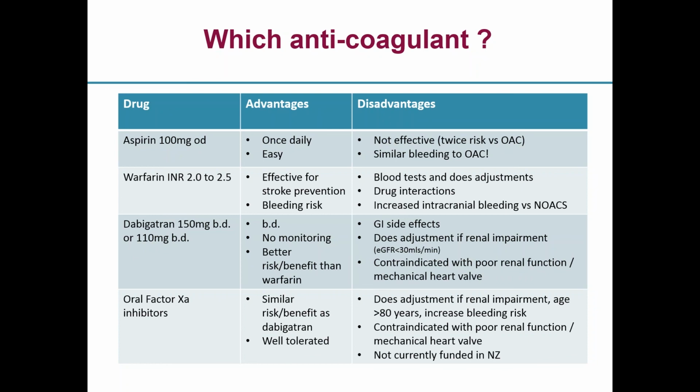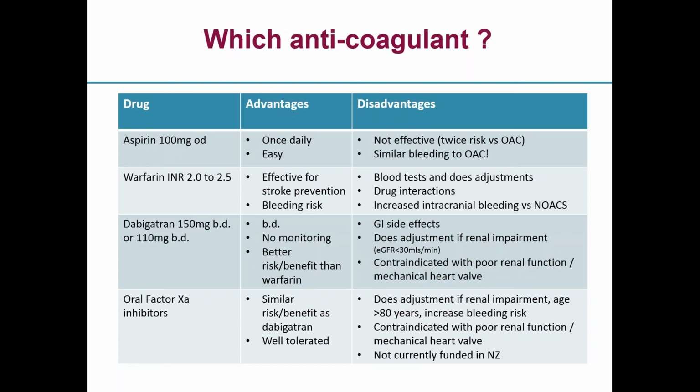So warfarin was the tried and true oral anticoagulant that's been evaluated and shown to be effective. Usually the target INR is between 2 and 2.5. But as everybody knows, it's a challenging drug to use. It involves blood tests and dose adjustments, and can be influenced by diet and drugs. Compared against the NOACs or DOACs, there is a higher overall bleeding risk, particularly intracranial bleeding, which is the worst sort of bleeding. But nevertheless, that's an effective treatment.